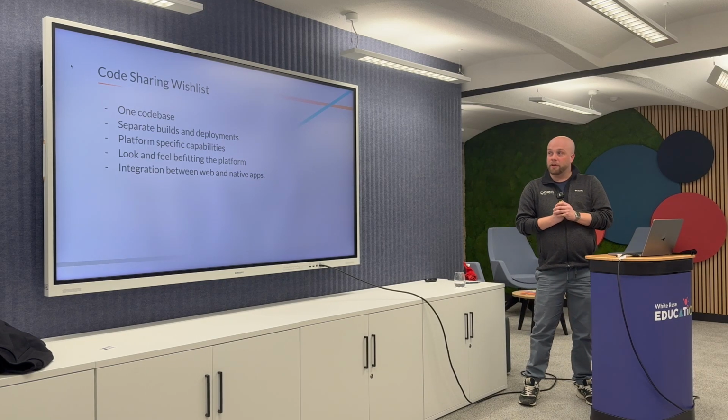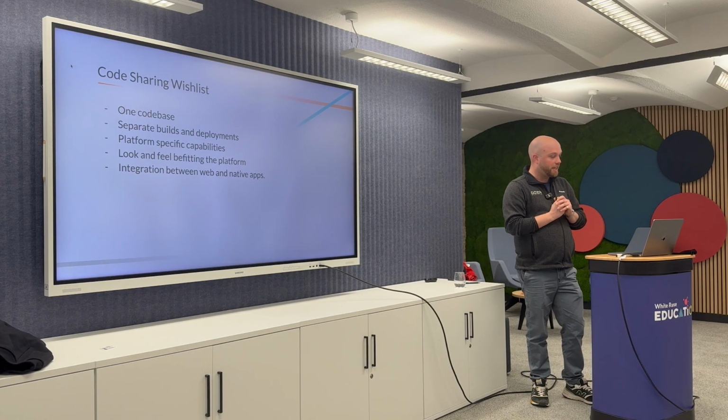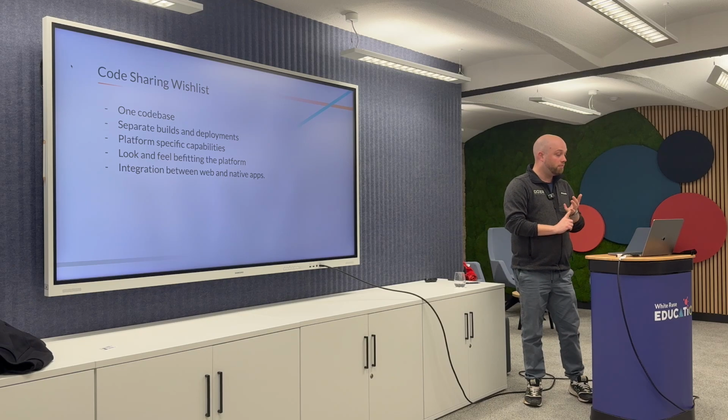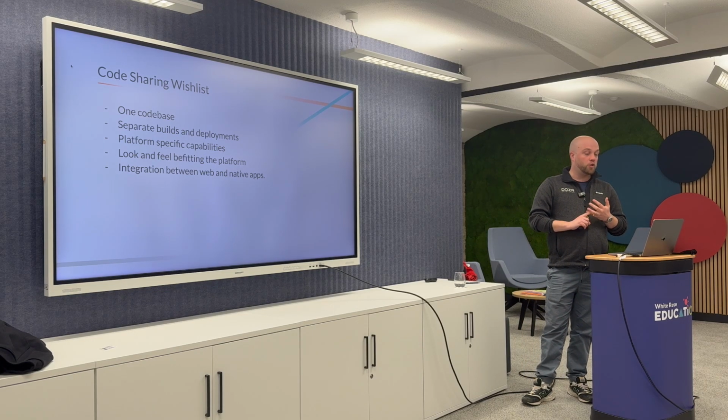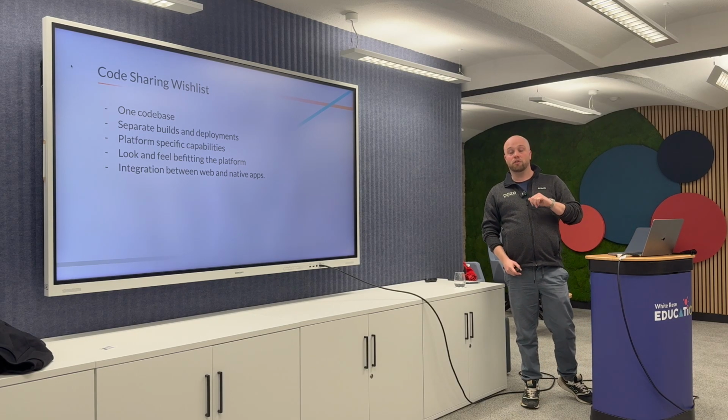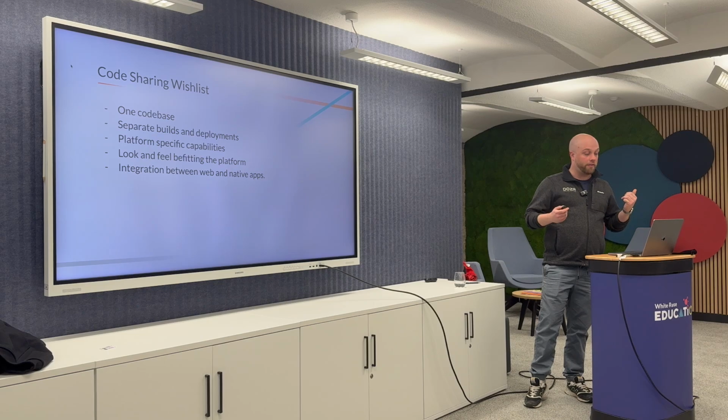So let's draft up a code sharing wish list. Putting together an ideal wish list. I want a single code base, and I don't want a monorepo with everything bashed in it, or just an internal package. I want to be able to build separately and deploy separately. So I've got this one code base, and I can build my website when I need to, or my Android app when I need to, or whatever.